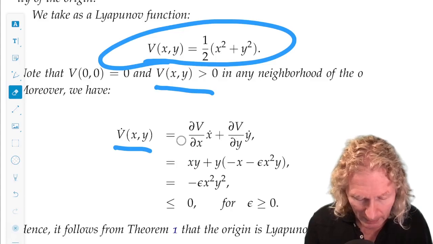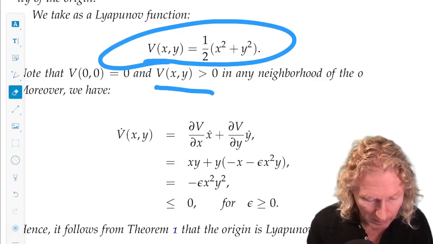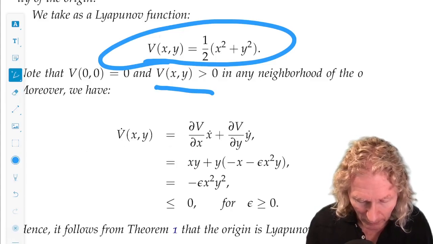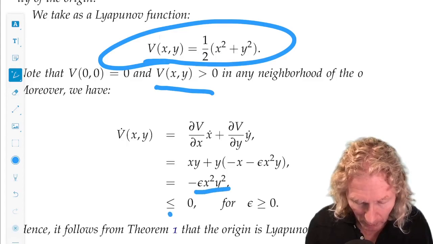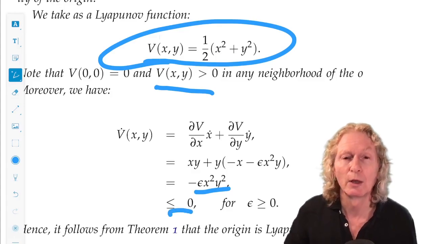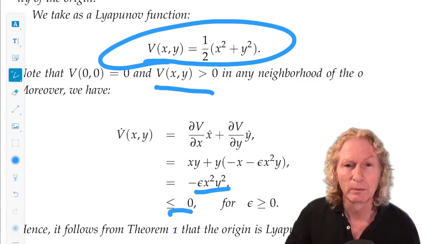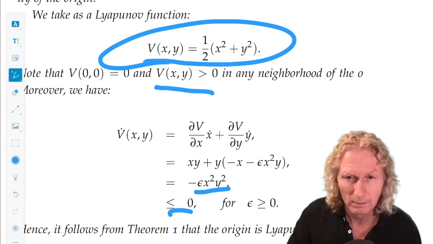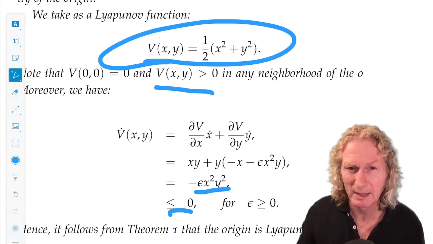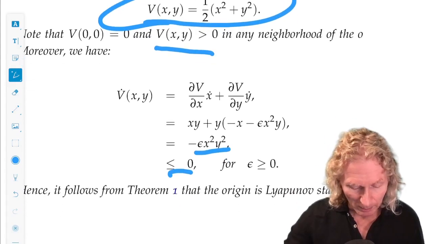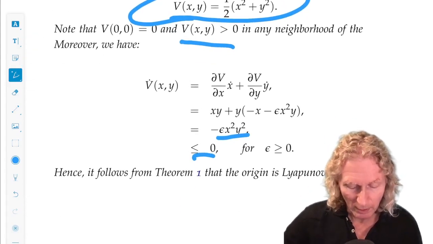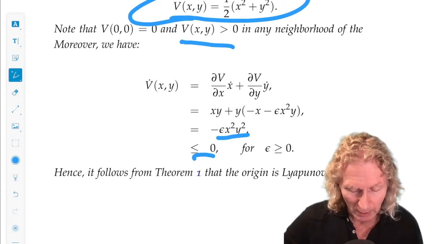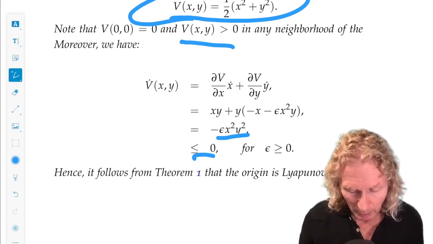Okay, so we see that V dot is less than or equal to zero for epsilon greater than or equal to zero. Think a little bit about the equal to zero part. But it follows then that the origin is Lyapunov stable.